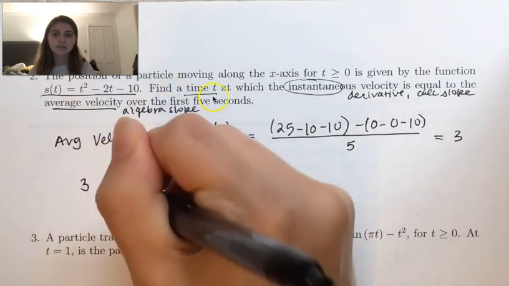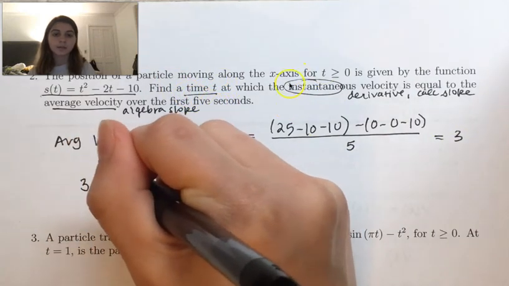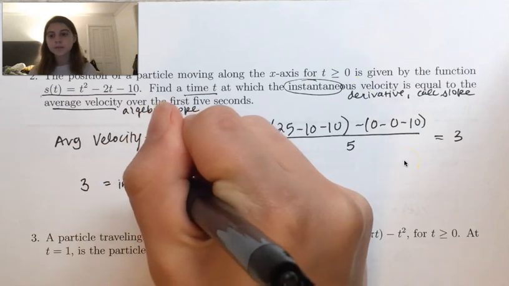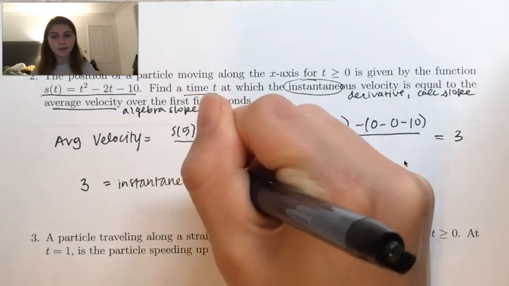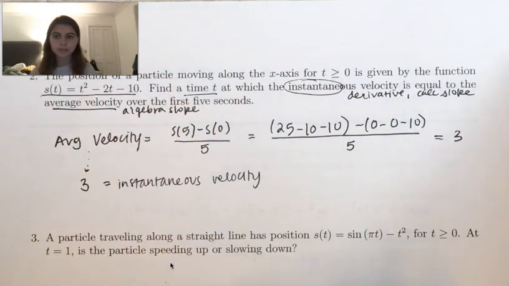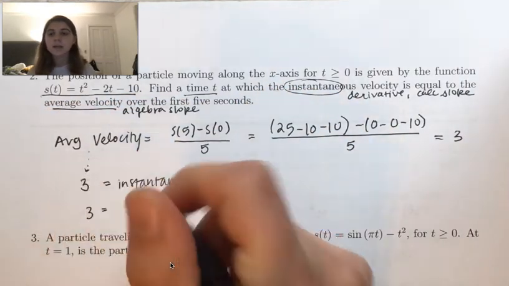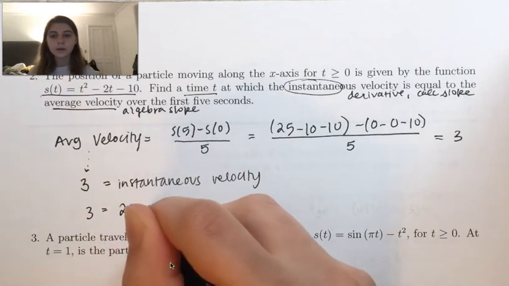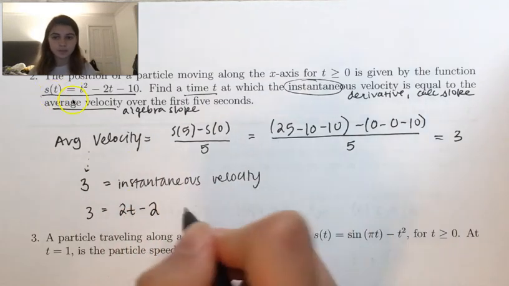And now we're looking for a time when the derivative is equal to 3. So we're going to set average velocity equal to instantaneous velocity. 3 is now equal to our instantaneous velocity. Now we should define what that is. So we know we need to take the slope of the position function.